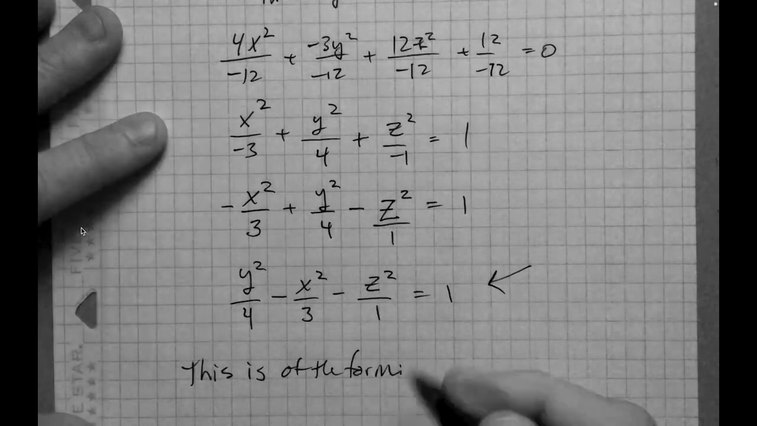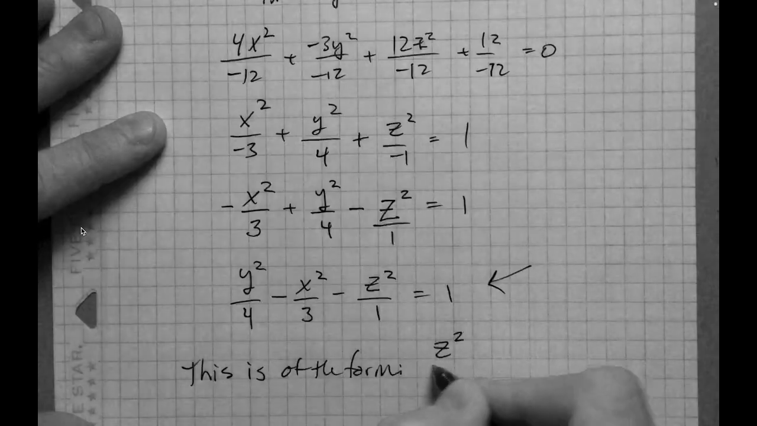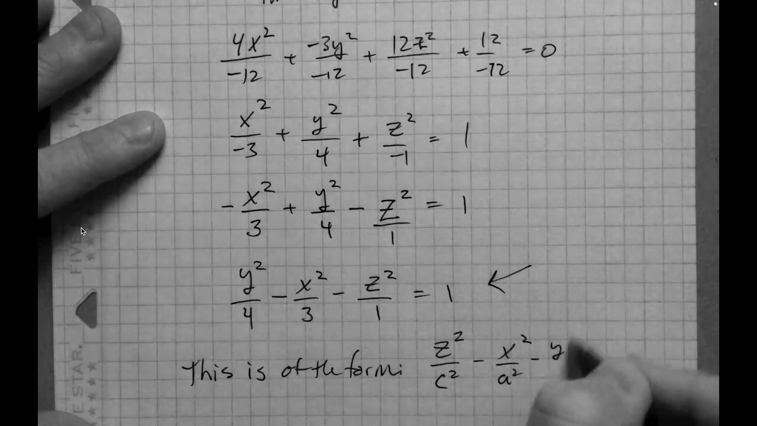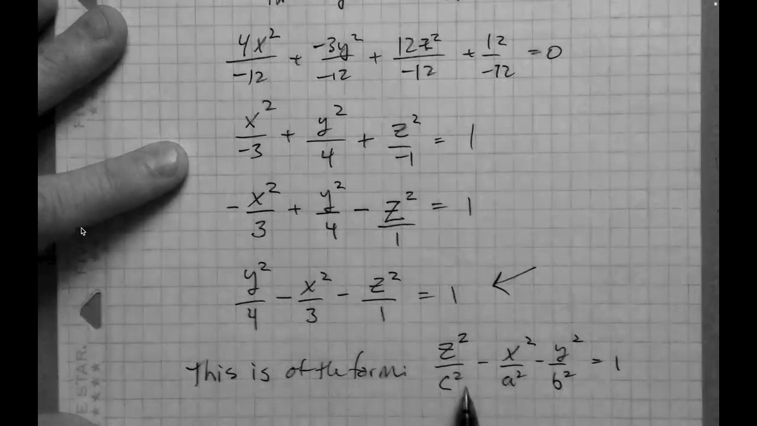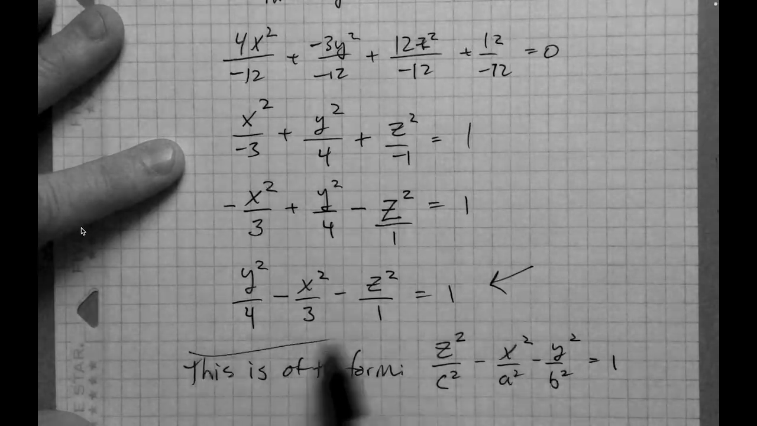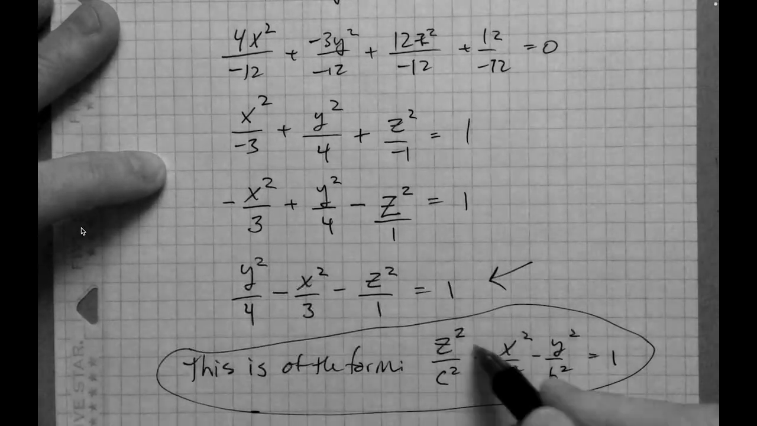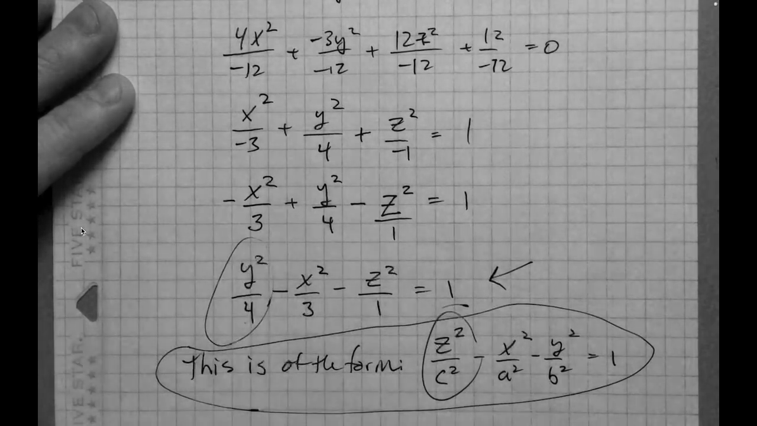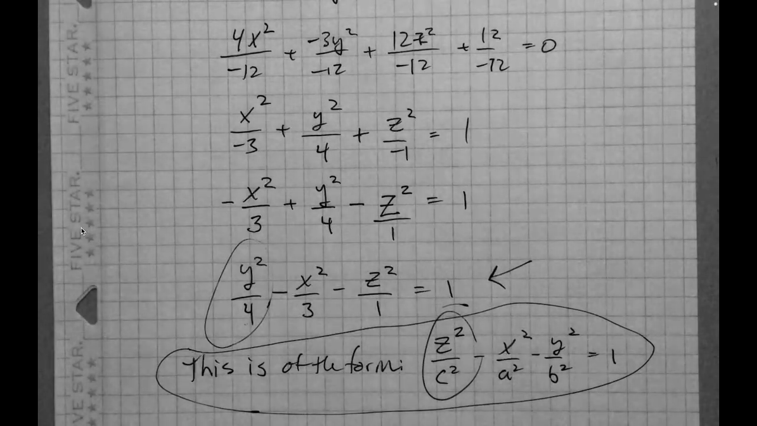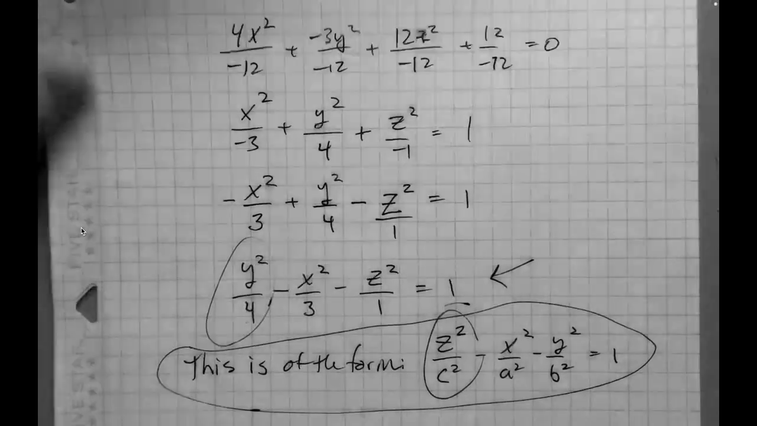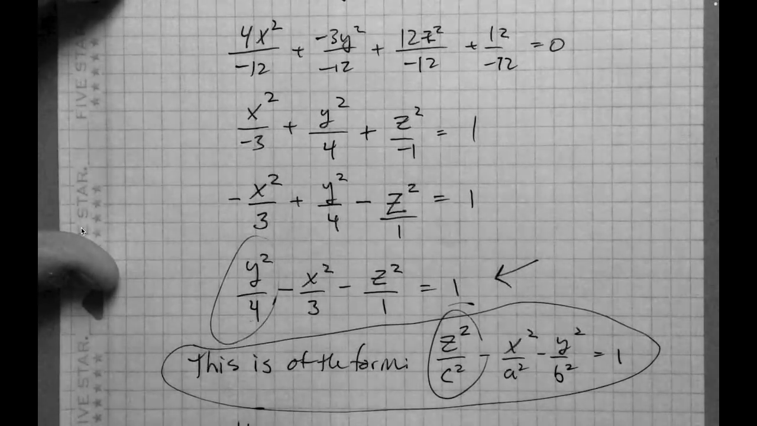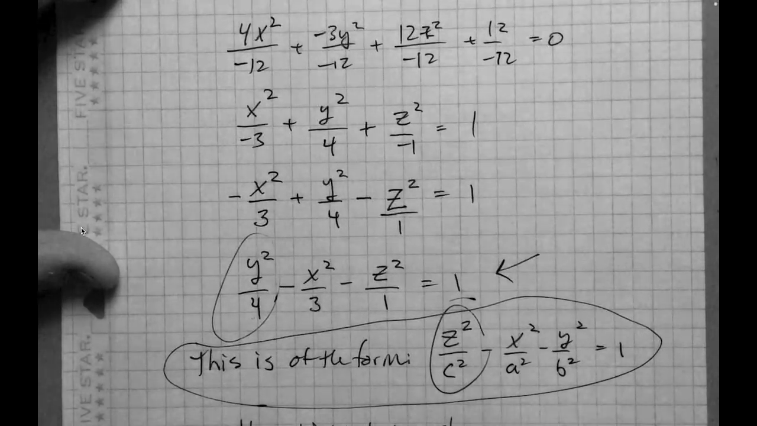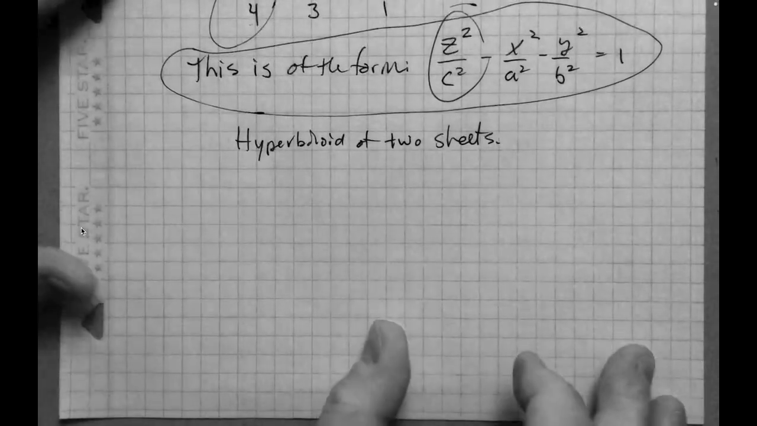Okay, this is of the form z squared over c squared minus x squared over a squared minus y squared over b squared equals 1. The only difference here is that in the general case that we just looked at, the positive term was the z term. In ours, the positive term is the y term. Okay, but it has the same form, right? This is the hyperboloid of 2 sheets. Right, so that's the form that this is going to take.